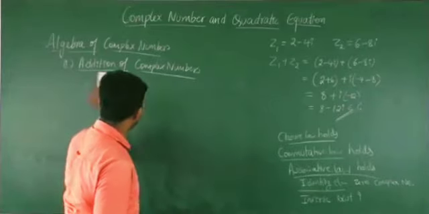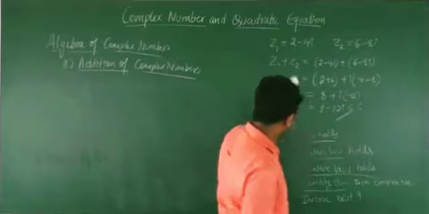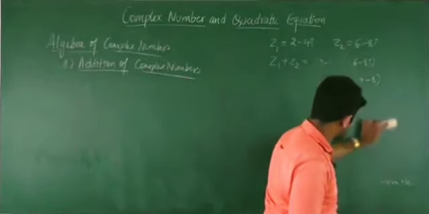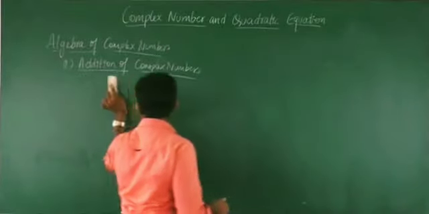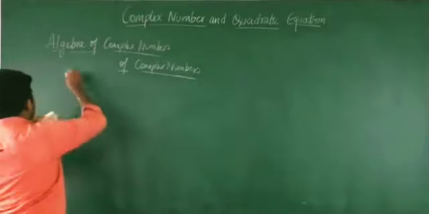Now I will move into the next property. Next what? That is the operation of complex number. Okay. So in that the second one we have difference.